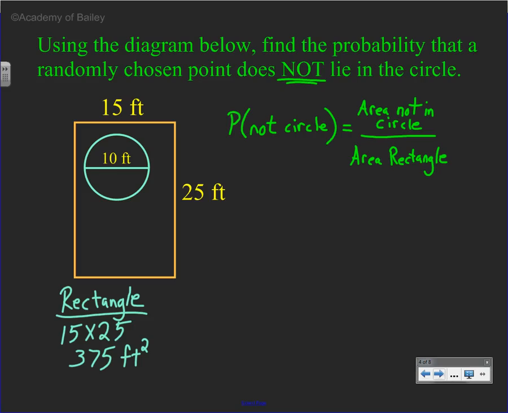And how do you calculate the area that is not in the circle? Well, first off, let's go ahead and calculate the area of the circle. The formula for the area of a circle is going to be pi times radius squared. Well, it looks like the diameter is 10 feet, so the radius must equal 5. So we say pi times 5 squared, which is equal to 25 pi.